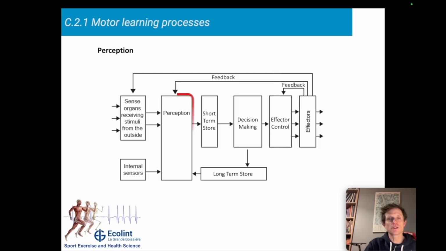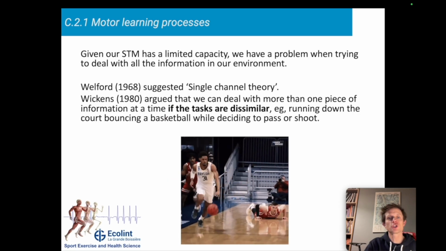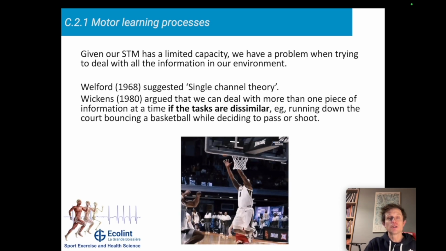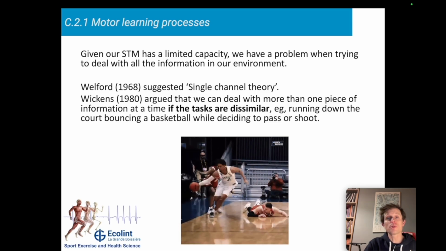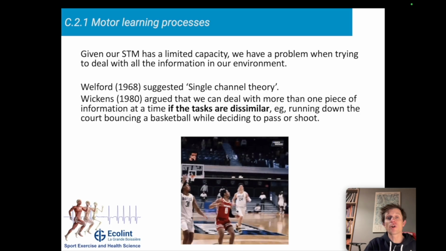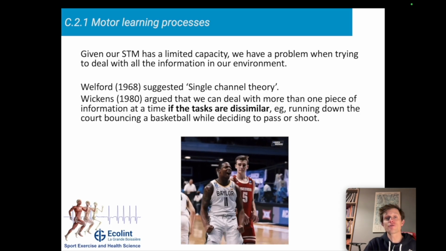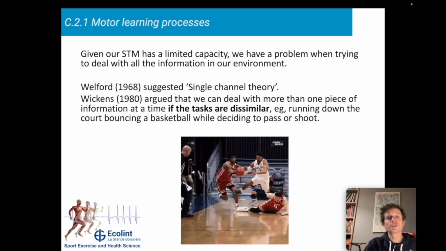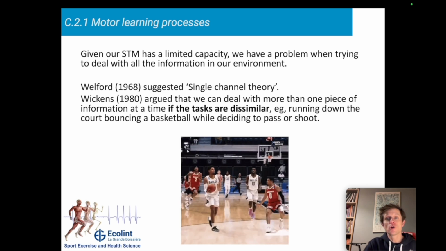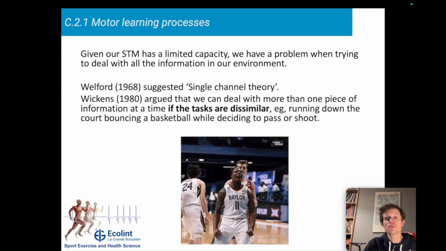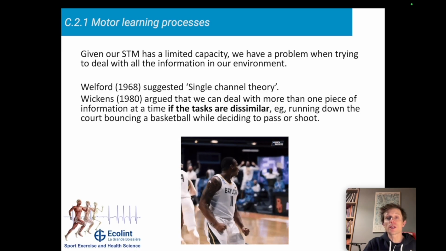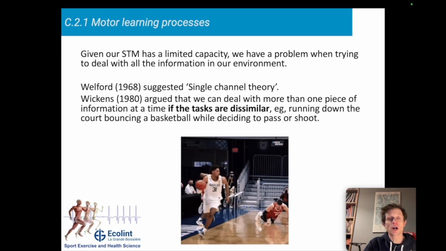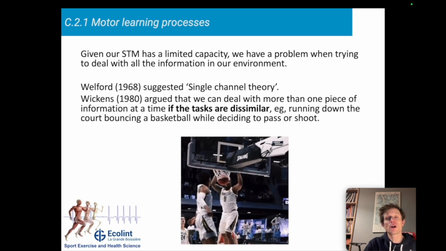Next up, let's consider the process of perception. And in order to consider this, we need to think about our short-term memory, which is coming next. Now, our short-term memory has a limited capacity, so therefore we're going to have a problem dealing with all of the information that is being provided by our environment and also that's coming from within our own body. Welford suggested a single channel theory whereby one piece of information at a time can be considered in the short-term memory. Wickens and others argued, however, that we can deal with more than one piece of information at a time on the condition that these tasks are dissimilar.